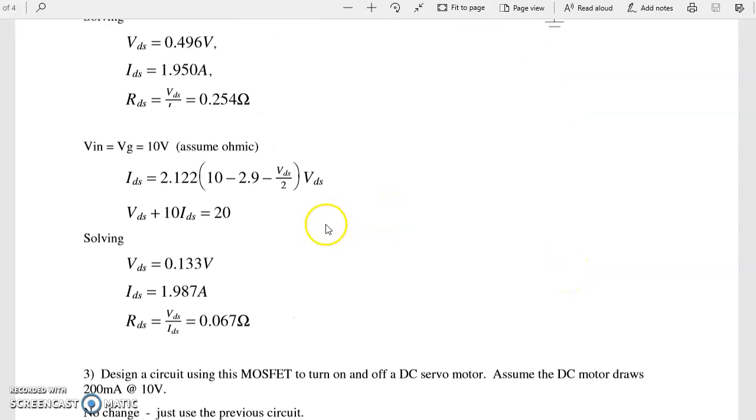The last one is if I have 10 volts, do the same thing. Two equations, two unknowns, solve. Now VDS is 0.13 volts. IDS is 1.98 amps. And you're at 0.067 ohms.